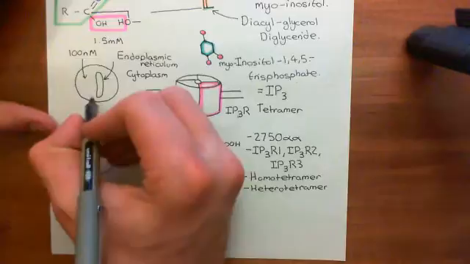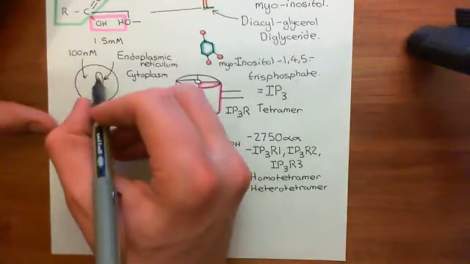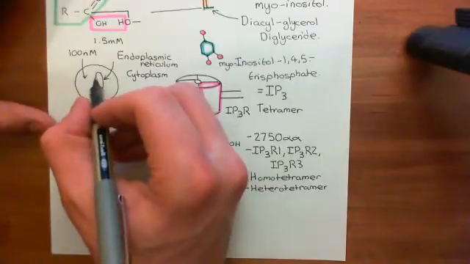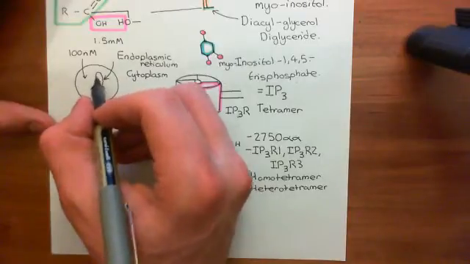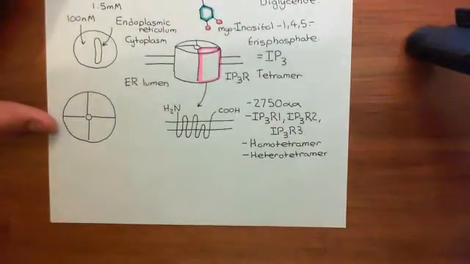However, we do have a store of calcium within the endoplasmic reticulum, and we can release this calcium into the cytoplasm, and it has important signaling properties. Okay, and that's what's going to happen when we signal with IP3.